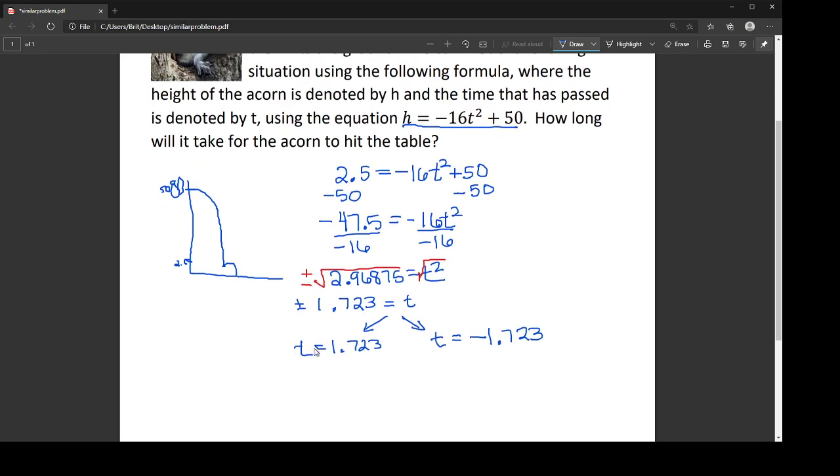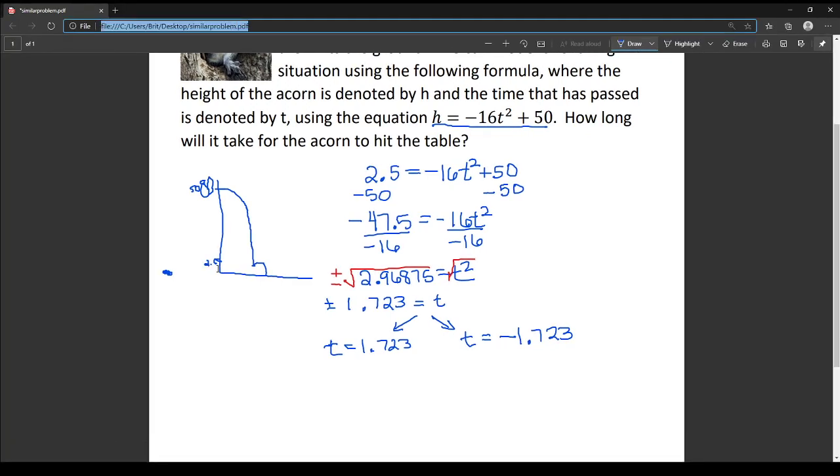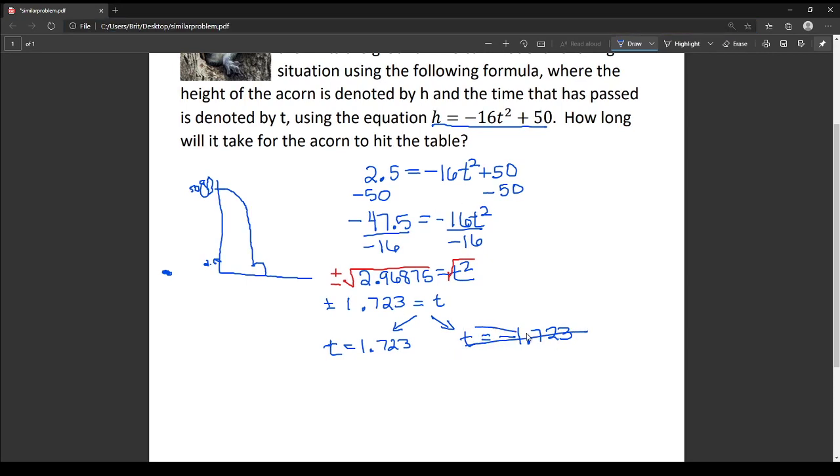And we have to now think about the context of the problem to decide on this. Now remember, t stood for time, right? So does it make sense to have a negative time value? On our graph, a negative time value would be over here, which this squirrel isn't donkey kicking that acorn back in time, right? So this negative value doesn't work. We get rid of it. So this is the only plausible answer.